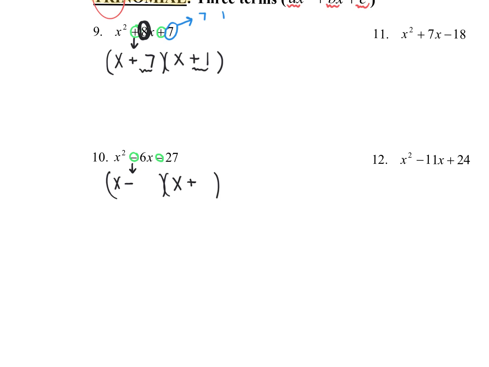All right, now it's time to figure out what multiplies to 27. So you're always going to have itself times 1, but we also have 9 times 3. So how do you know which one to choose? Well, remember, whatever ones you choose should add to that middle number. So we're going to choose 9 and 3 because when we put the bigger one first, I have a negative 9 plus 3, which adds to negative 6.